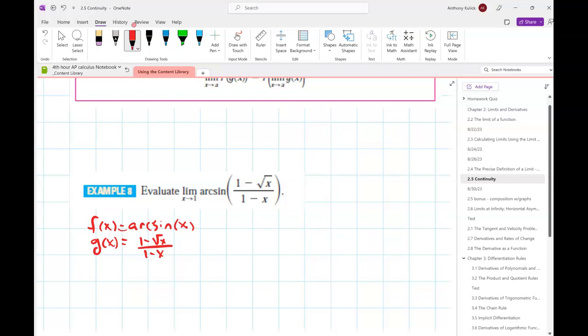So what is the domain of arc sine? Is it just the same as sine? It is not the same as the domain of sine. They're inverses, so it's the same as the range of sine. So it is -1 to 1. As long as my limit of g of x is in this interval, everything is going to be fine. We can just plug that limit into arc sine and get our answer out.